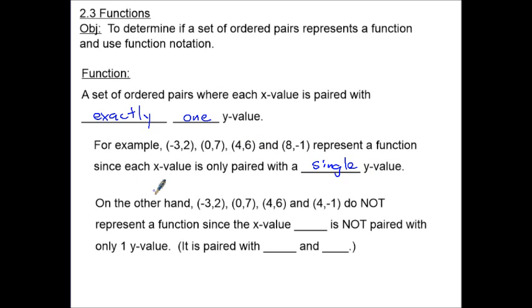Okay, but on the other hand, if you notice I have the exact same 4 ordered pairs except for this one right here. I changed the 8 into a 4. So now -3 is still paired with 2, and 0 is still paired with 7. 4 is paired with 6, but then wait a minute, 4 is paired with -1 now. So these do not represent a function since the x value of 4, as I just pointed out, is not paired with only one y value. It's paired with 6, and then it's paired with -1 again, and that's bad. We don't want that, so that would not be a function.